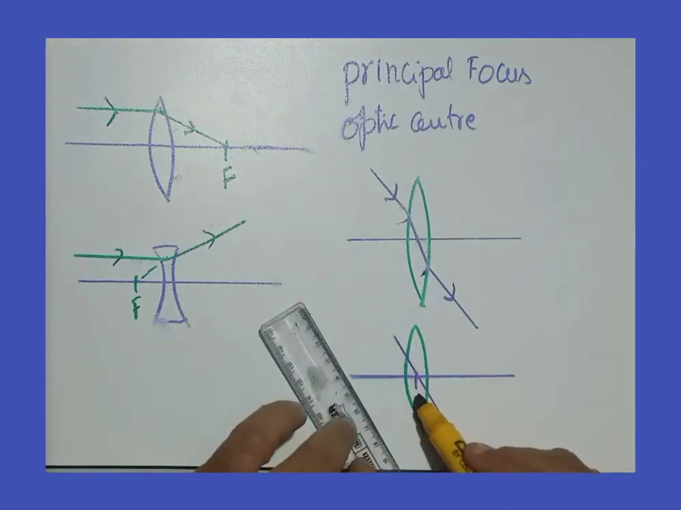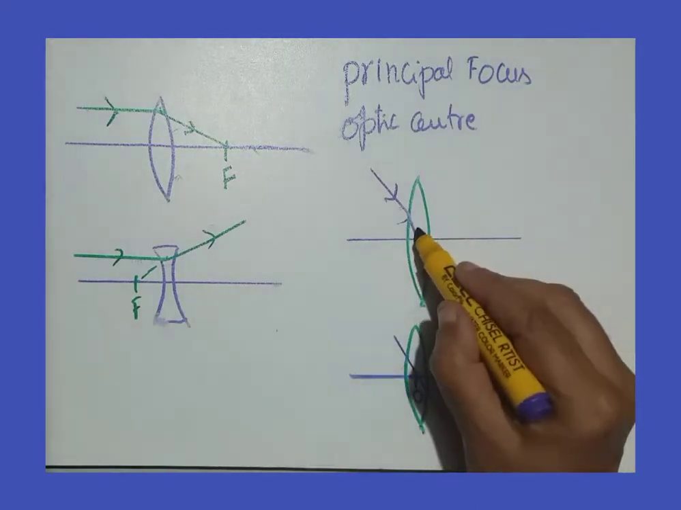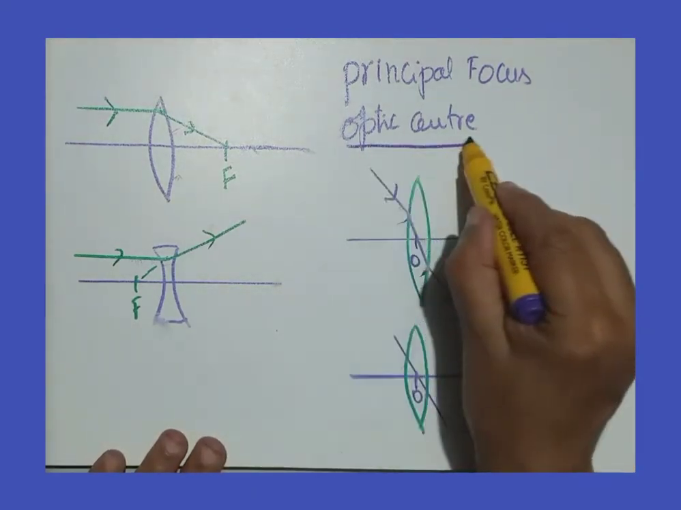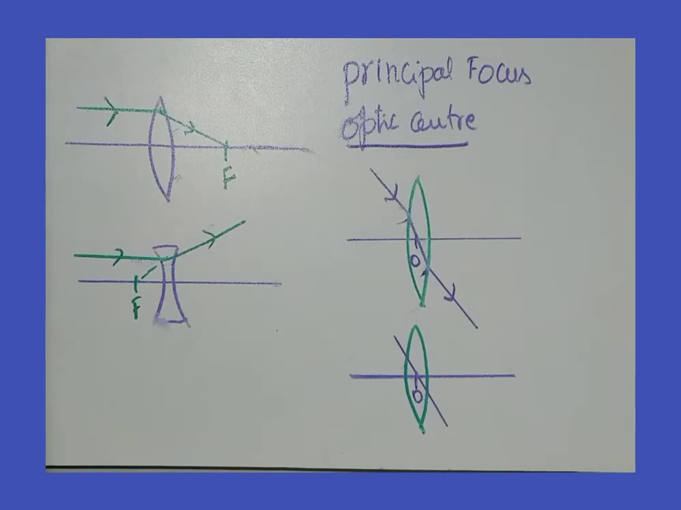Then this point, what we call as O, here also this point is called as O. That is called as optic center. Optic center is a point on the principal axis inside the lens. When light passes through that point, the light will not get deviated. This is the definition of optic center. And in case of lens, all the distances are measured from the optic center.